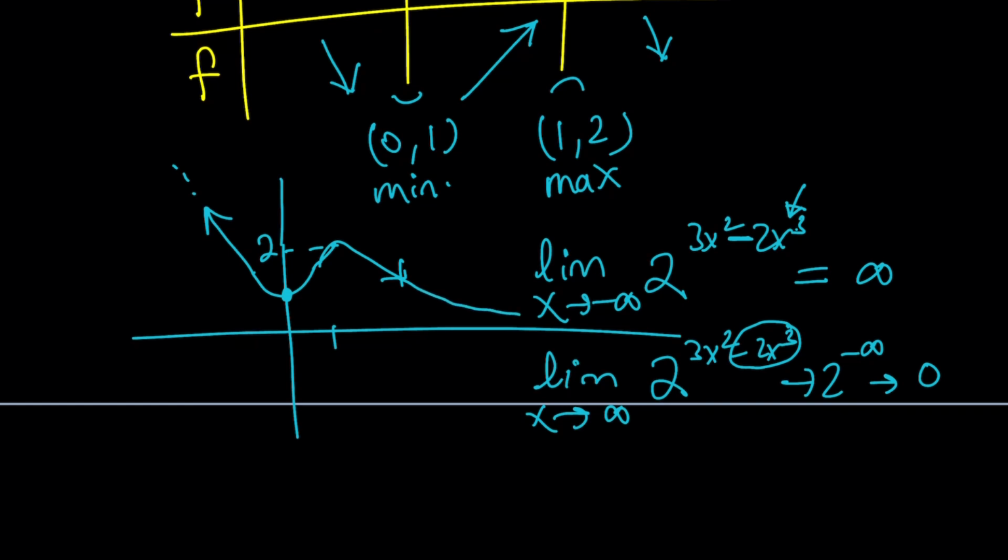which means this is supposed to be a horizontal asymptote. I mean, did I say horizontal? Yeah, I said it right. Anyways, I thought I said it wrong.